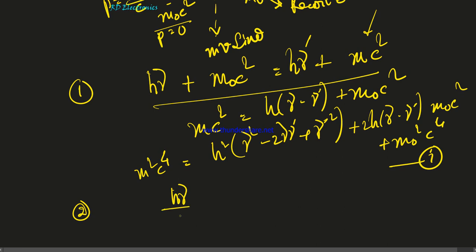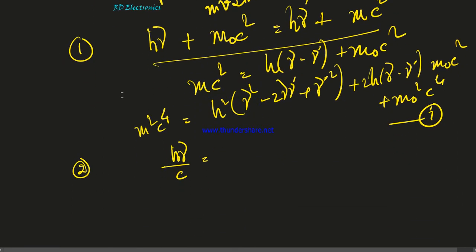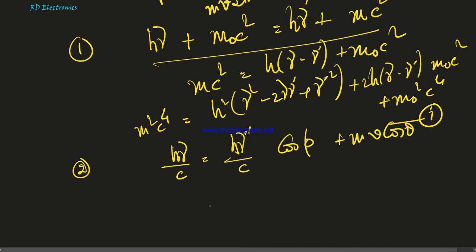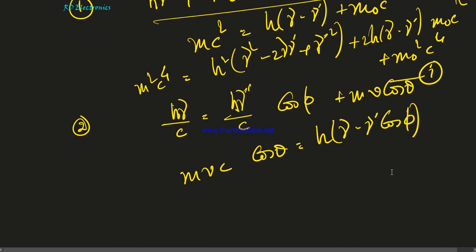Number 2 is the principle of conservation of momentum. Before the hit, the momentum is h nu by c, because this is the momentum of the incident photon, that is the X-ray. After hitting, there are two parts. One is this, and another part is mv cos theta, and if we solve this equation, we get mvc cos theta equals h nu minus nu dash into cos phi component. So this is equation 2.